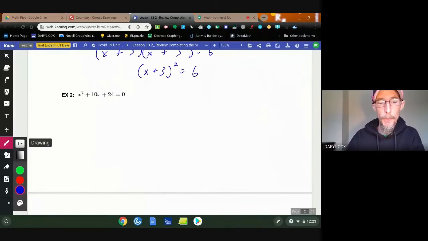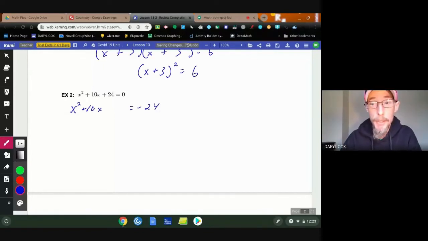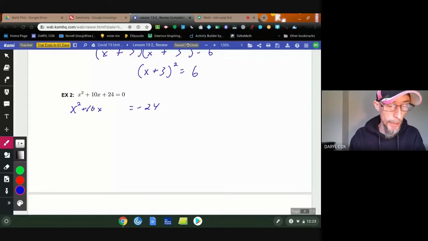All right, so let's do step 1, which is get all the variables to one side, numbers to the other side. So that's going to be x squared plus 10x equals negative 24. Now notice I went ahead and left a space. I left that space because I know I'm going to complete the square. As I was writing this, I realized there's a leading coefficient of 1, so I don't have to do any factoring out. So now I want to complete my square.